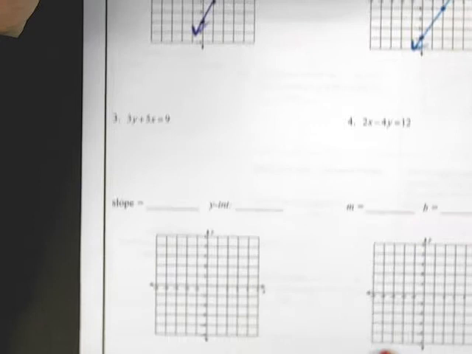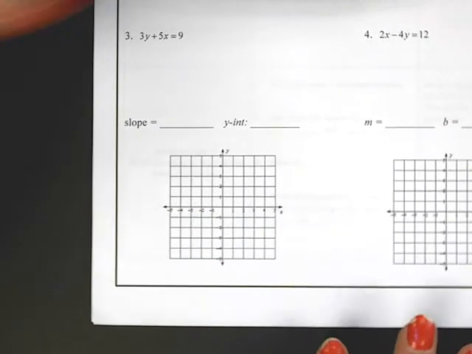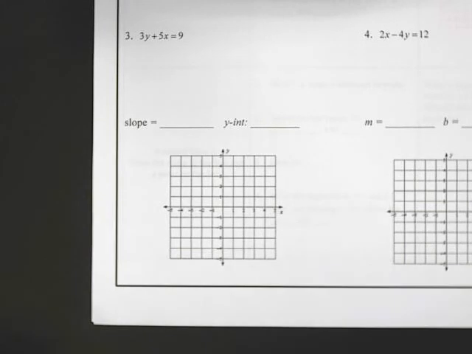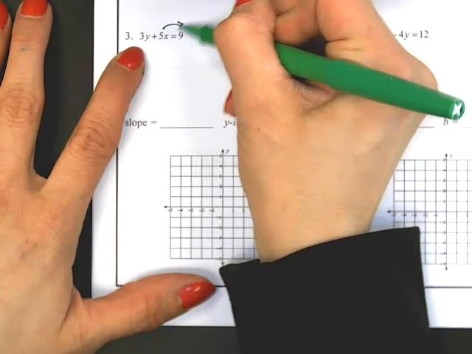All right, number 3 is definitely not in slope-intercept form. Okay, the y is not alone. The question I would always ask in class is, does any term have to get moved to the other side? Okay, is the y term alone? No, this 5x, you need to go to the other side.